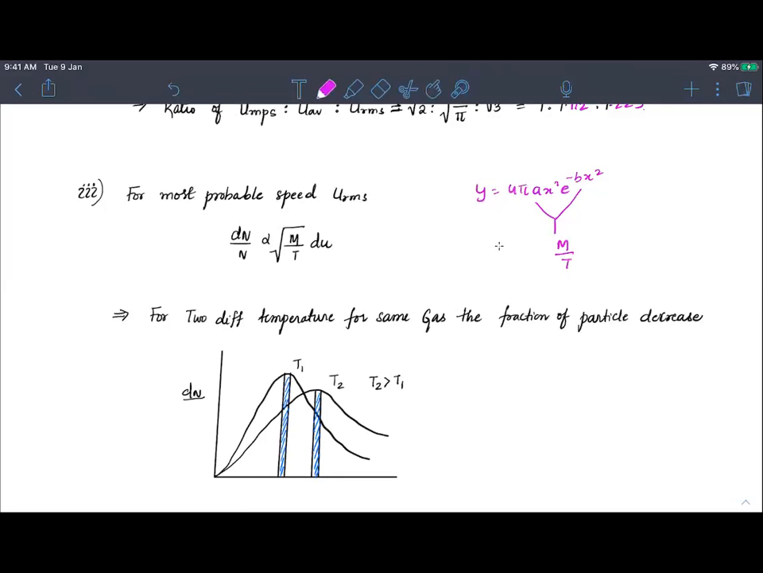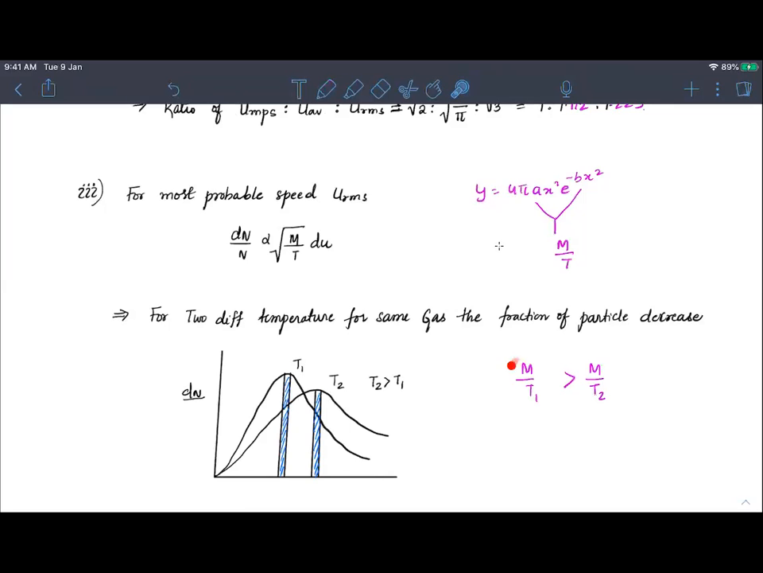So for example, if you have m by t value changed, okay, so imagine this. These two are at two different temperatures where T2 is greater than T1. So T2 is greater than T1 for the same gas. So which value will be more here? M by T, if you check out M by T1 and M by T2, which value will be more? This will be more because T2 is greater than T1.